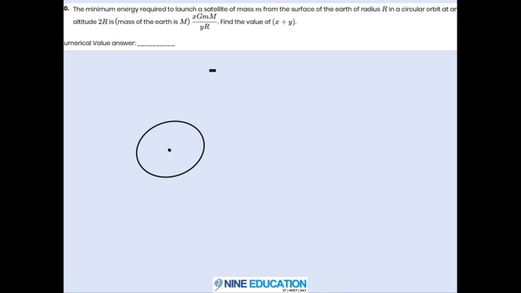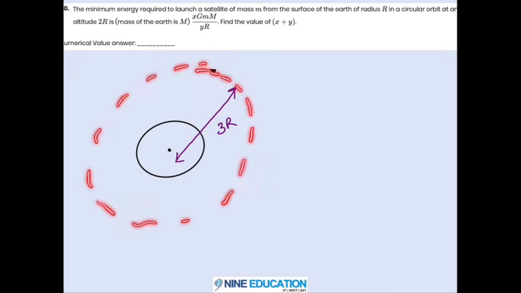Correct? And the distance between the earth and the satellite, this distance, is how much? You tell me. Altitude is 2R and distance will be 3R, right? Because it is already given that this altitude is 2R. Look here. Then the question is, what is the energy required to launch the satellite from the surface of the earth so that it will keep moving in this orbit? That is the question.